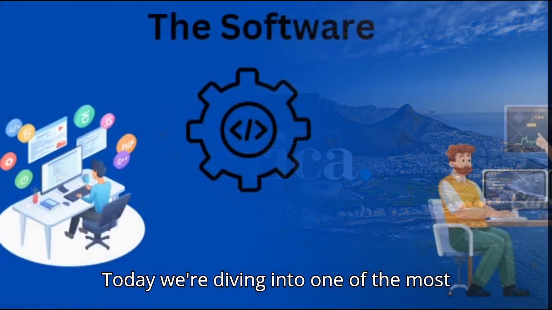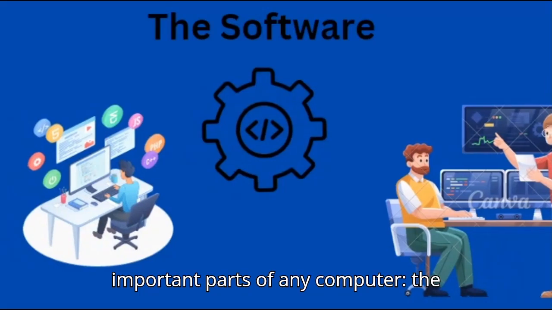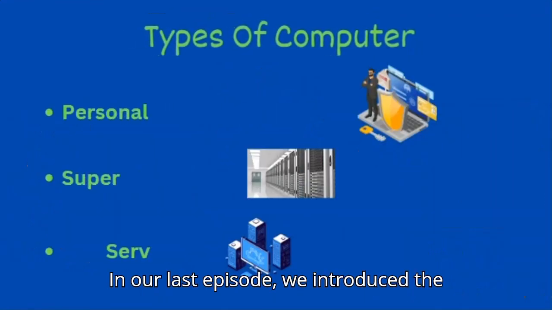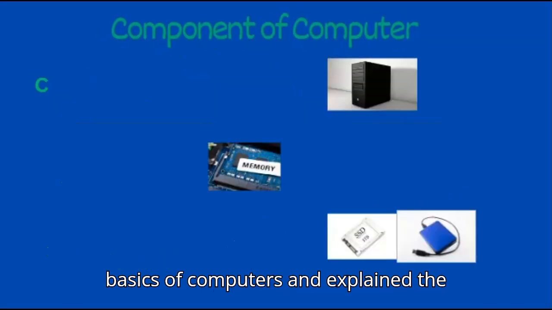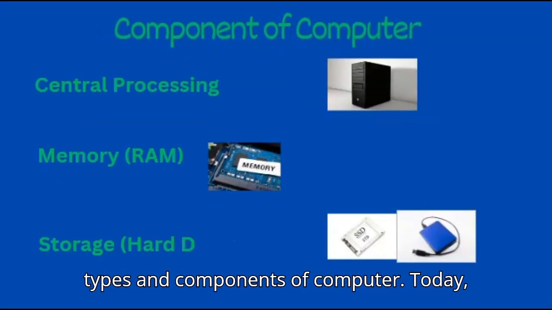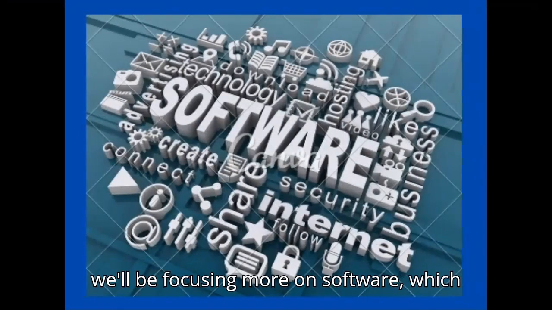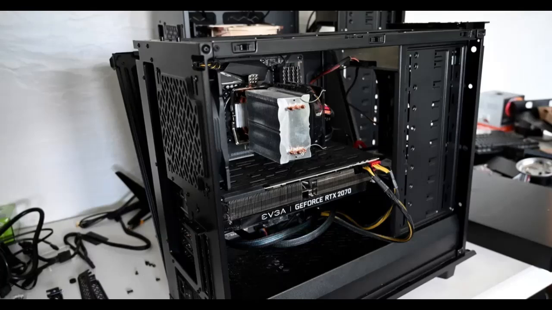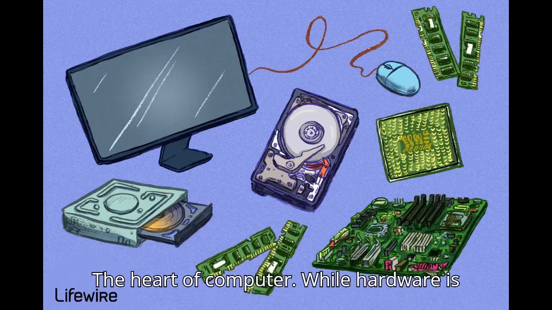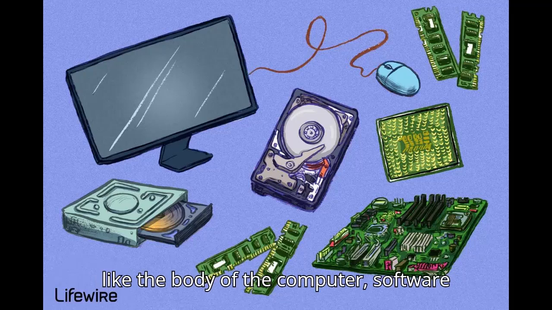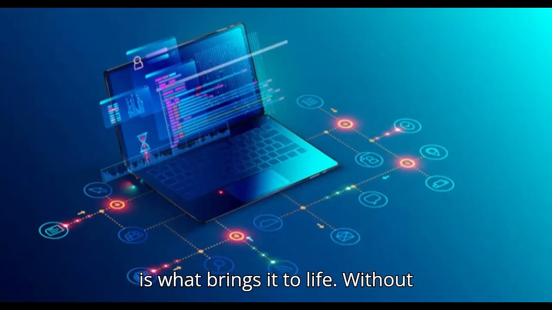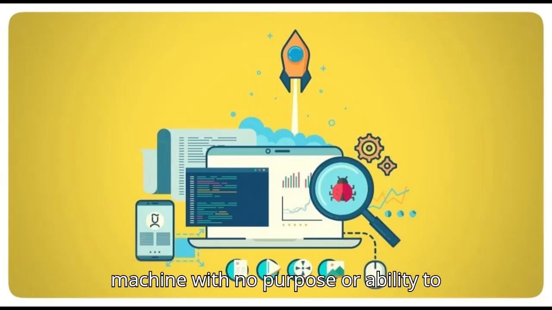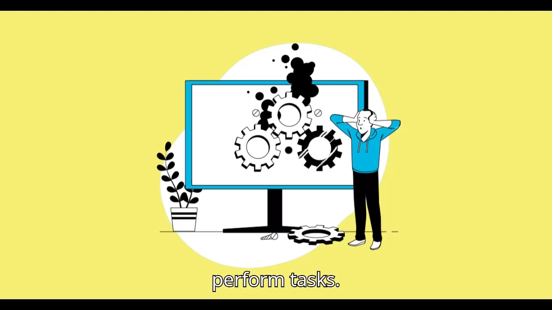Today we're diving into one of the most important parts of any computer, the software. In our last episode, we introduced the basics of computers and explained the types and components of computer. Today, we'll be focusing more on software, which I like to call the heart of the computer. While hardware is like the body of the computer, software is what brings it to life. Without software, a computer would be like a machine with no purpose or ability to perform tasks.